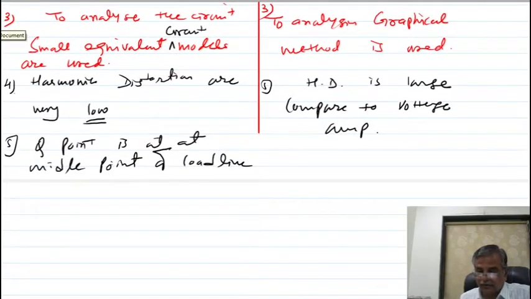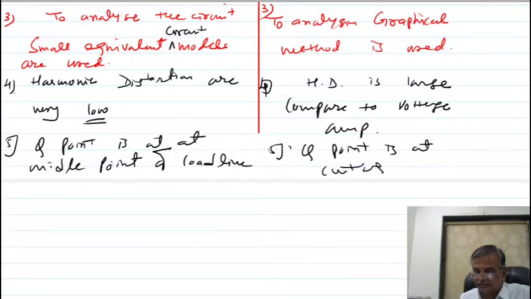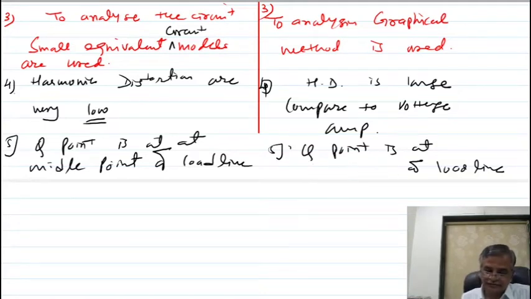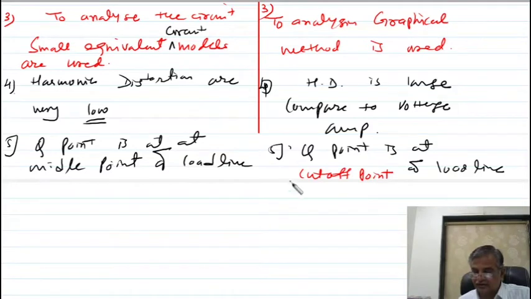Here you can say the Q point is at the cutoff of the load line, or you can say it is at the cutoff point. So here the Q point is at the middle point of the load line. Here the Q point is at the cutoff point.